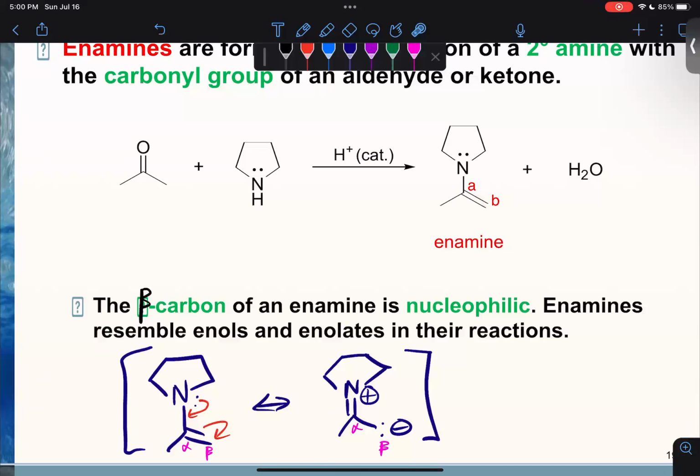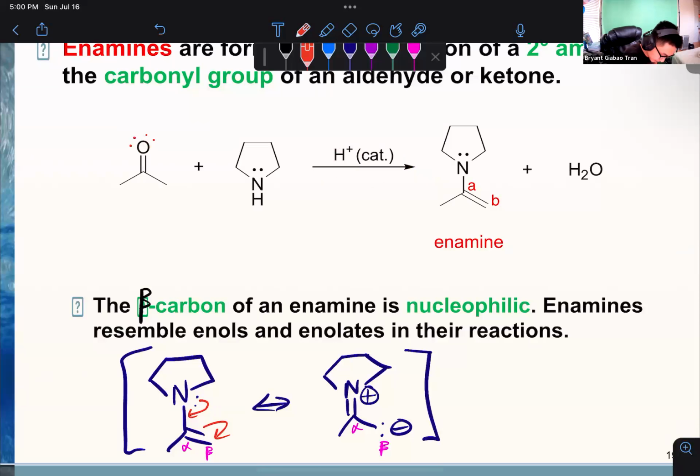And the acid catalyst helps form the water. The acid catalyst helps activate this electrophile because the very first step of this mechanism is that this carbonyl carbon gets protonated. And then this carbonyl carbon here is now very electrophilic and ready for this secondary amine to attack and go on with the mechanism.